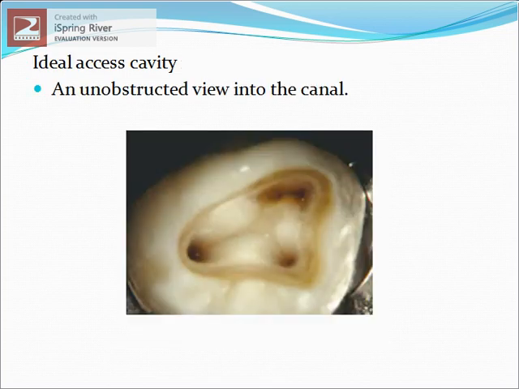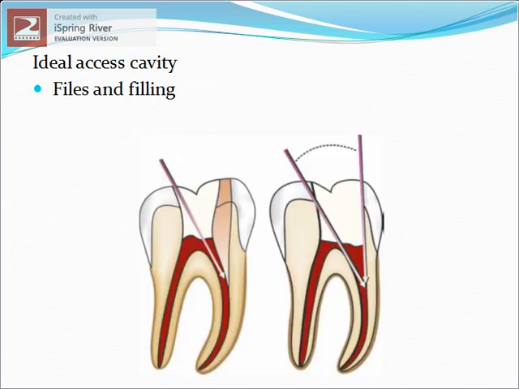Ideal access cavity. In order to achieve an ideal access cavity, it's important to get an unobstructed view into the canals. It means when we visualize the access cavity from the occlusal surface, the operator should be able to see all the canals at the same time. In an ideal access cavity, files and obturating instruments should pass into the canal without touching any part of the access cavity, and this represents one of the objectives of access cavity preparation, which is achieving the straight line access.